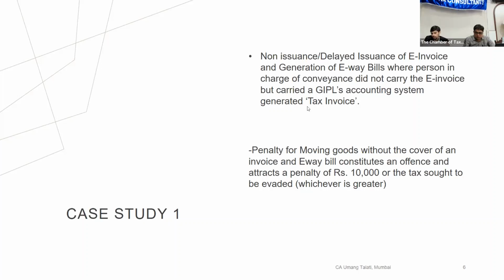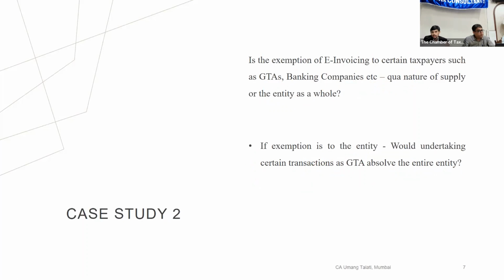I think we'll go ahead and take case study number 2. This is a very small case study. Basically, what I'm trying to bring out is that there is an exemption from e-invoicing for certain classes of taxpayers, such as goods transport agents, banking companies, etc. So now the question is: is this exemption qua the nature of supply or the entity as a whole? First, I'll take the views, then I'll go into this further.